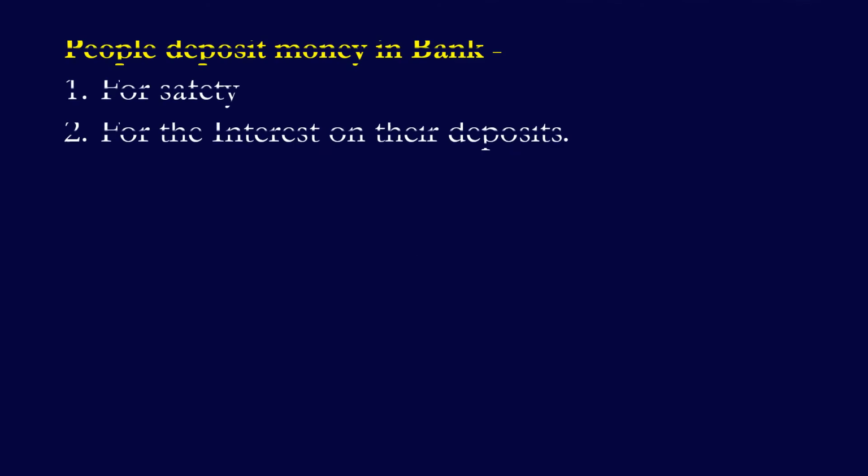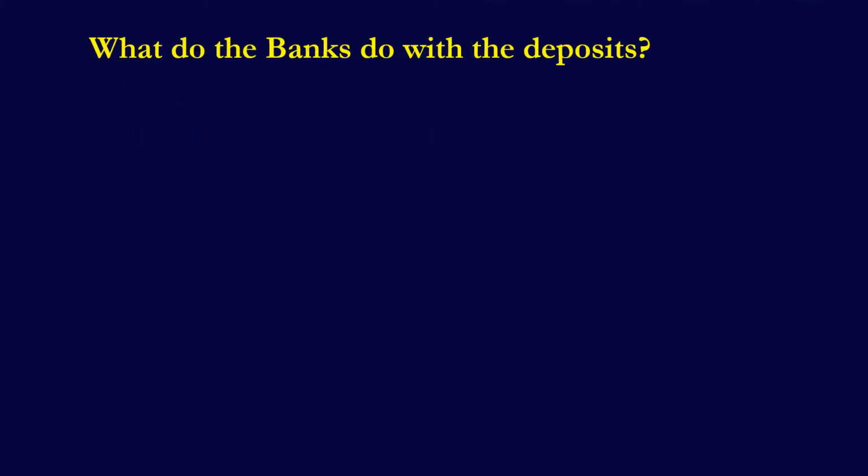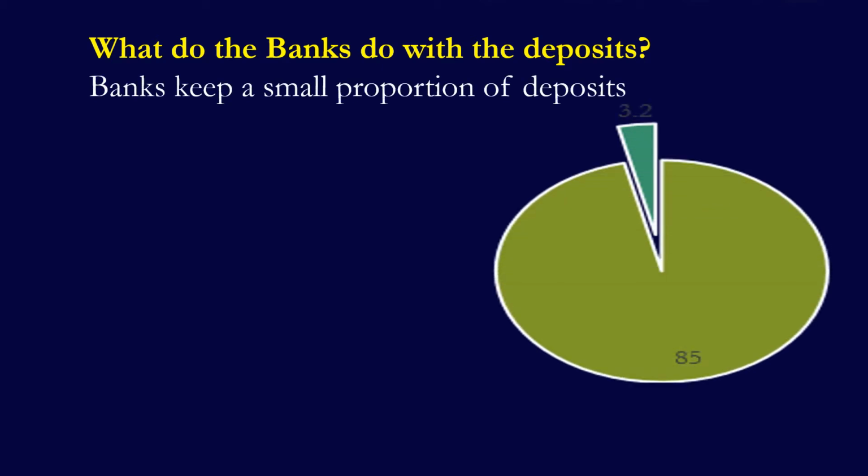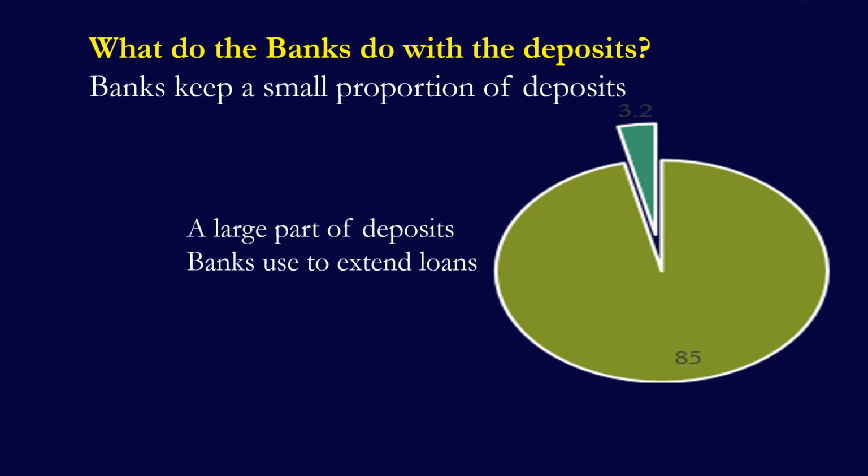We know that people deposit their money in the bank for two reasons: for safety and for the interest they get on their deposits. But the question is, what do the banks do with the deposits which they have accepted from the public? Or how do the banks use the money deposited by people? The banks keep only a small proportion of money deposited by people, and a large part of deposits banks use to give loans. Banks keep only 15% of deposits and 85% of deposits banks use to give loans to the people.